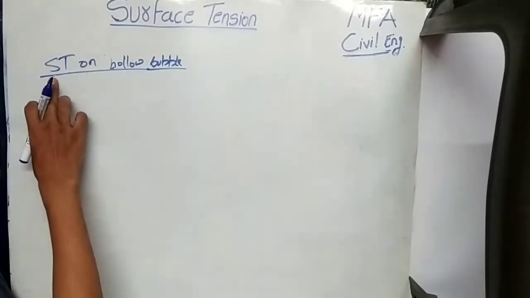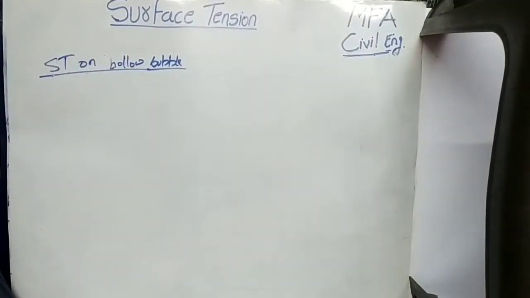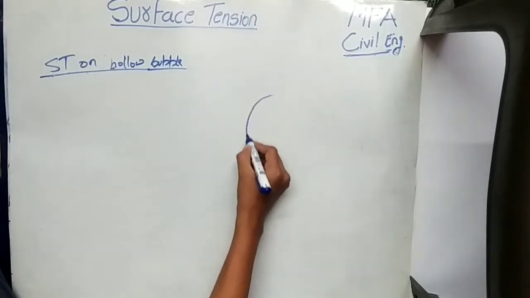Now let's see the expression for the surface tension on a hollow bubble. The expression for the hollow bubble and the water droplet is the same, but there is only one change.